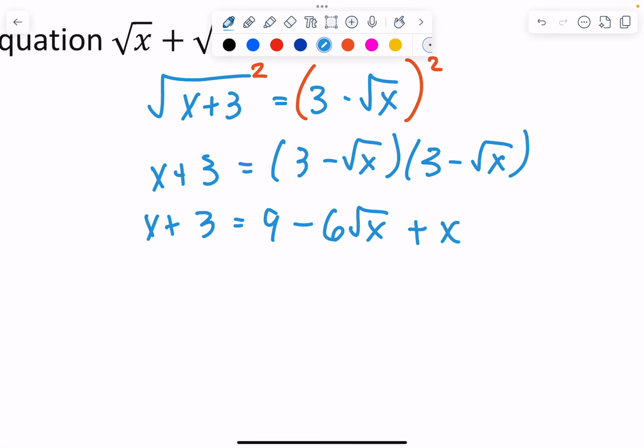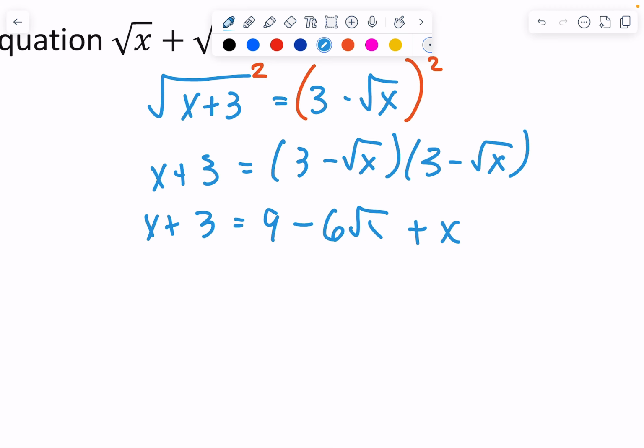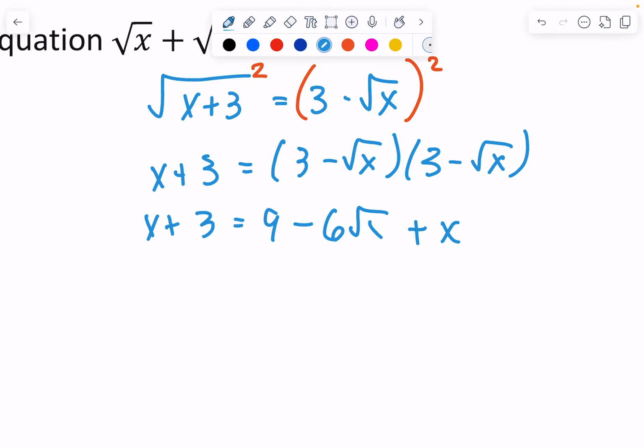Now, outer, just to show you that work, when I do outer, I have 3 times negative root x, which is negative 3 root x. Inner, negative root x times 3 is also negative 3 root x. So combining like terms is what gives me the negative 6 root x. And then last, I have negative root x times negative root x. Negative times a negative is a positive. Root x times root x is root x squared, which is just x.